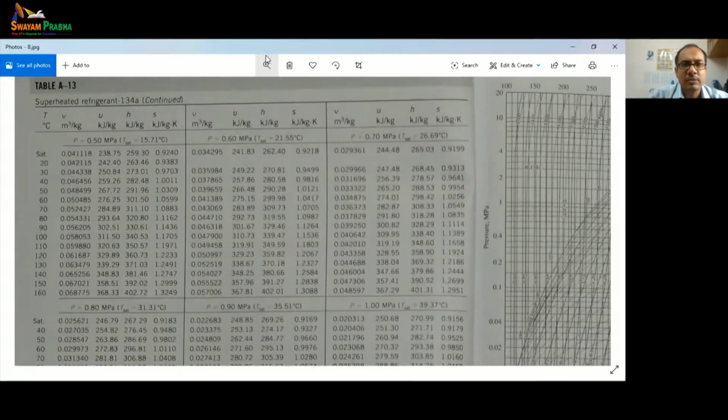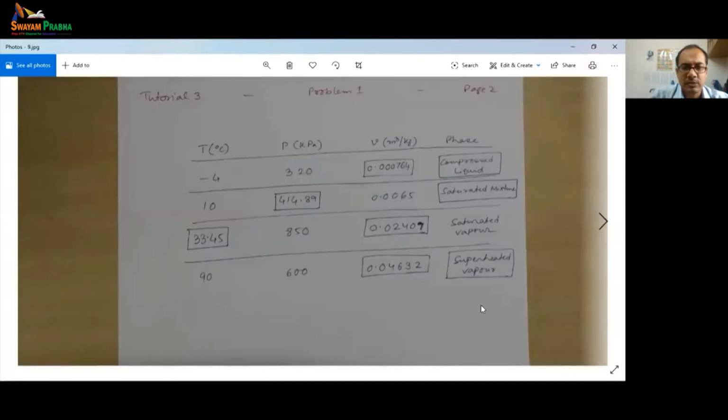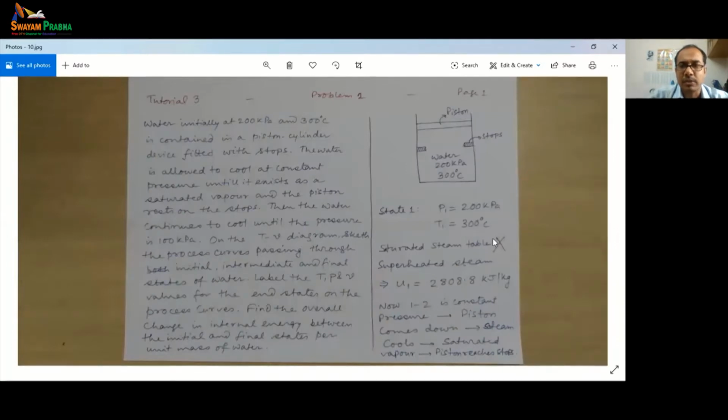Okay, so you look up these values and you place them into this table. You see here we have put the value of specific volume, which is 0.04632 meter cube per kg, and the phase is superheated vapor. So that is how we solve the first problem, where few properties were given and the rest we have found out from different tables corresponding to refrigerant R134A. Okay, let's look at the next problem.